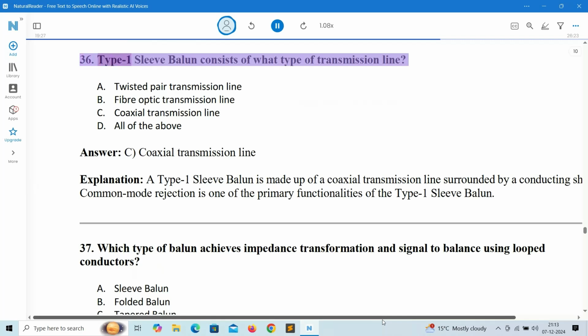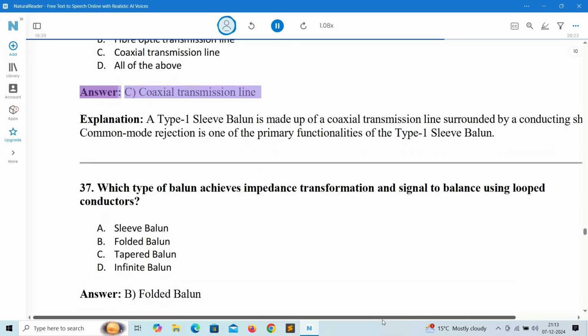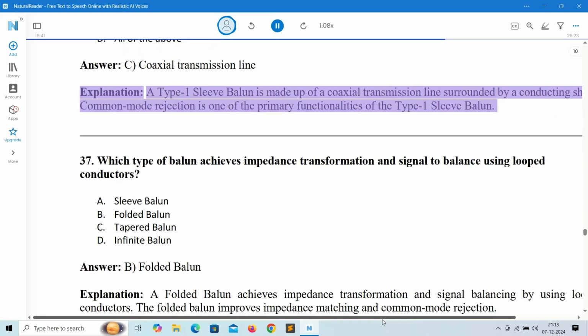36. Type one-sleeve balun consists of what type of transmission line? A. Twisted pair transmission line B. Fiber optic transmission line C. Coaxial transmission line D. All of the above. Answer: C. Coaxial transmission line. Explanation: a type one-sleeve balun is made up of a coaxial transmission line surrounded by a conducting shield. Common mode rejection is one of the primary functionalities of the type one-sleeve balun.